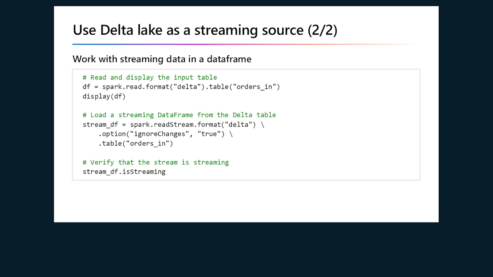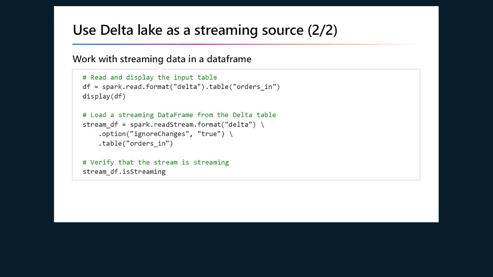When using a Delta table as a streaming source, only append operations can be included in the stream. Data modifications will cause an error unless you specify the Ignore Changes or Ignore Deletes option. Lastly, you can check that the stream is streaming by using the isStream property, which should return true.